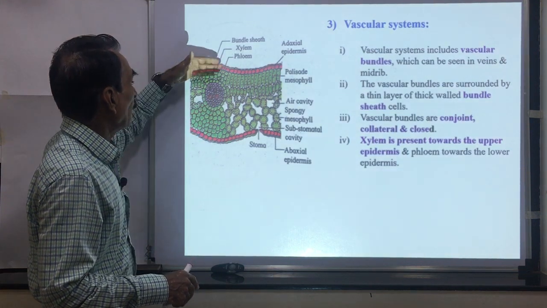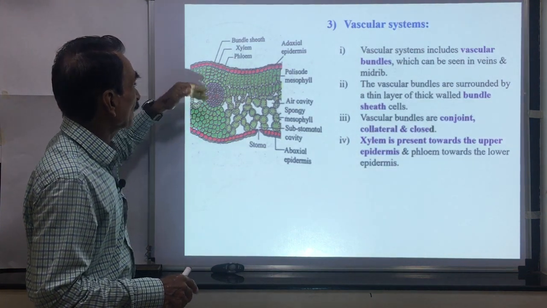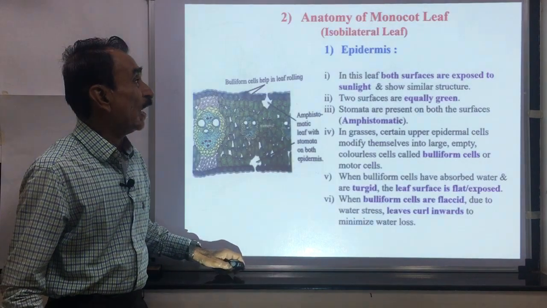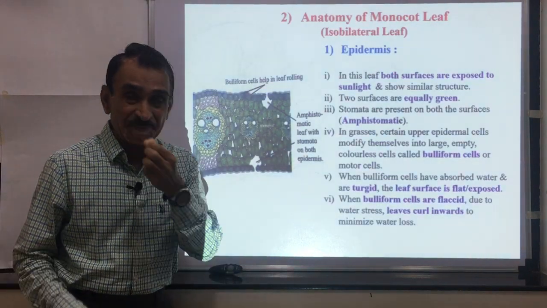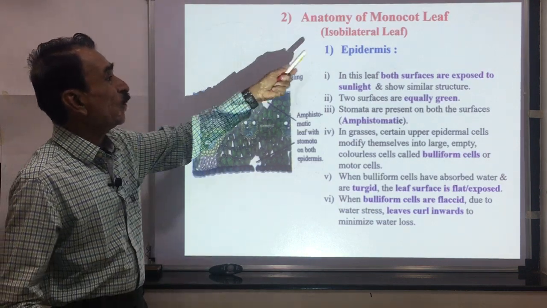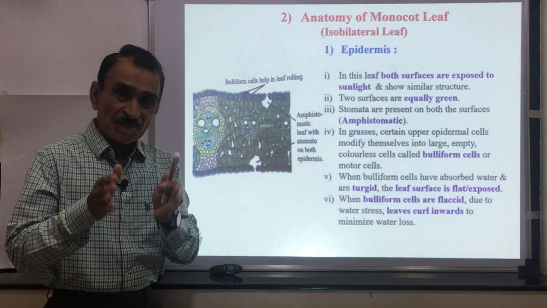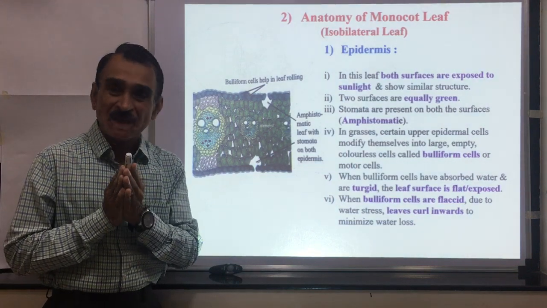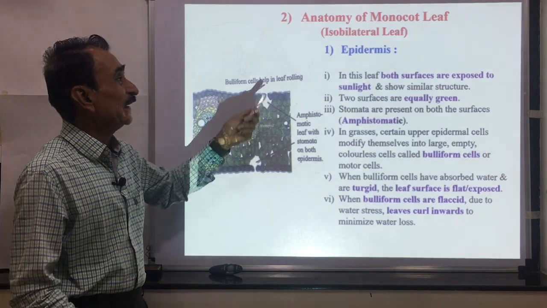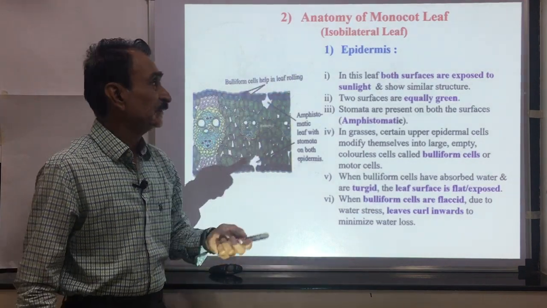Xylem is present toward the upper epidermis, phloem is present toward the lower epidermis. This is the anatomy of dorsiventral leaf, that is dicot leaf. Now we shall see the anatomy of monocot leaf. Example of dorsiventral leaf is sunflower leaf. Anatomy of the typical monocot leaf is a maize leaf.